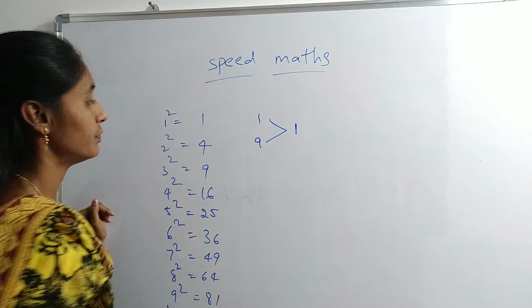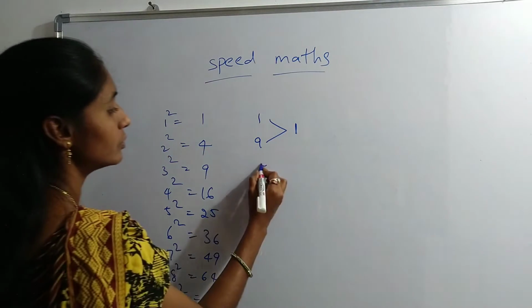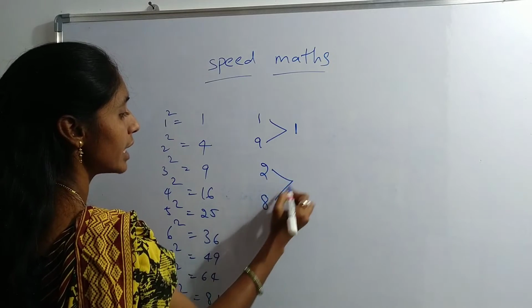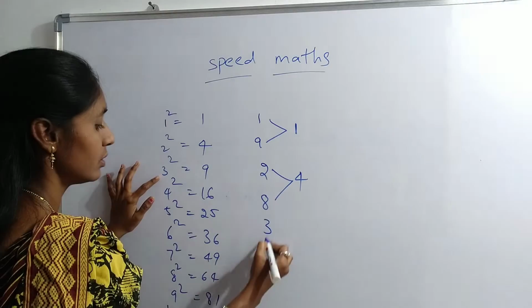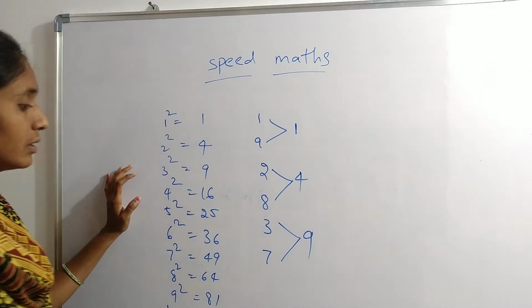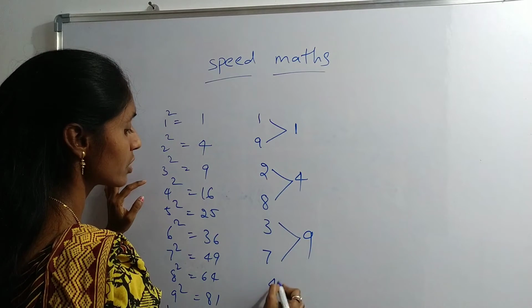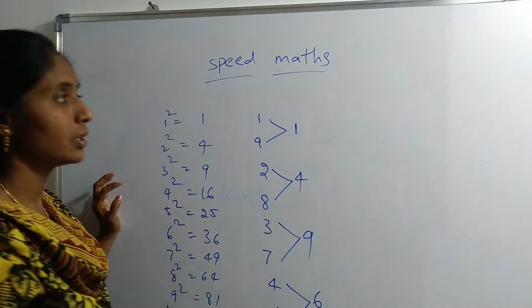Now the 2 square value and 8 square value, the unit digit ends with 4. Next, the 3 square value and 7 square value end with unit digit 9. Next, the 4 square and 6 square values end with 6.